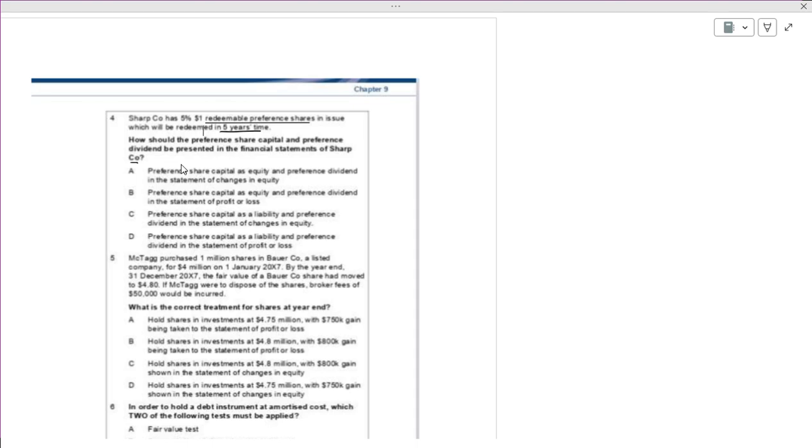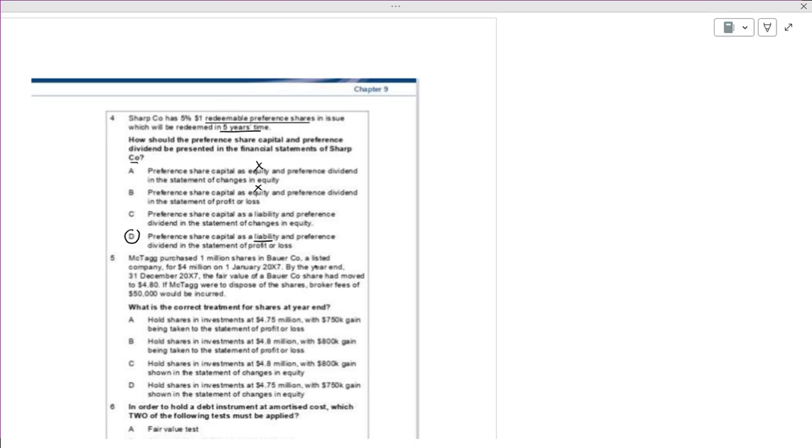It will be option D. Preference share capital as a liability. You have to take it as a liability, because it is not equity. Any option that treats preference shares as equity, two options straight away, will be wrong options. What is the answer? The answer is D. Next one.